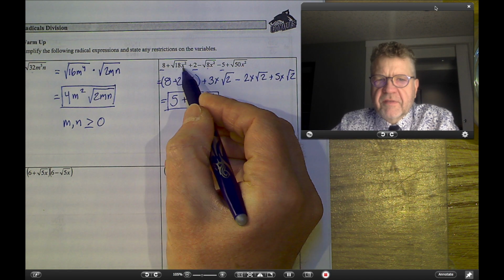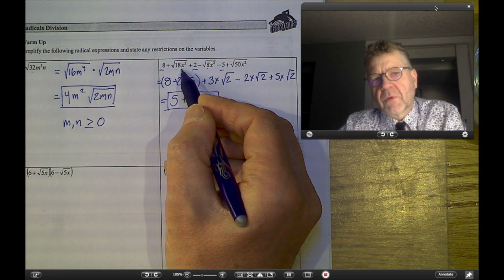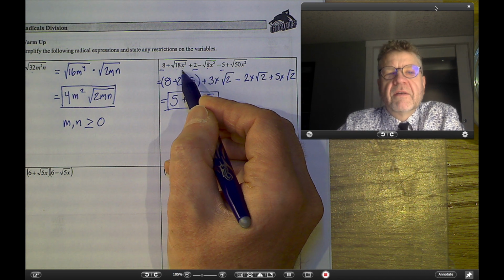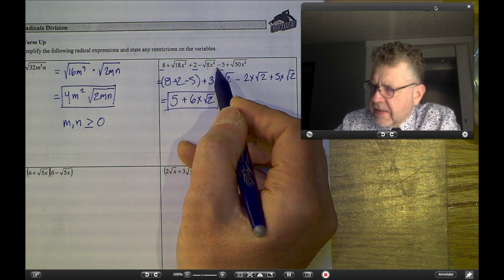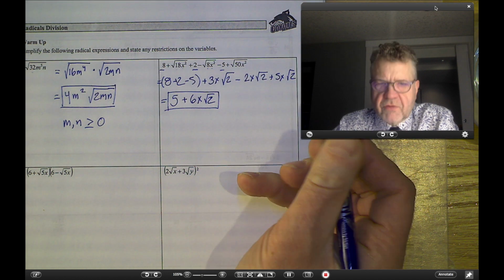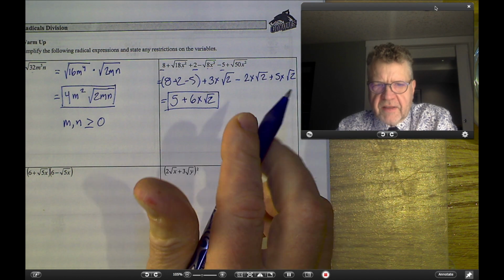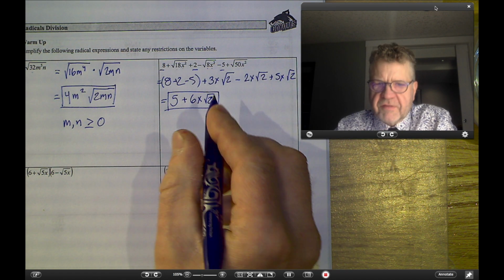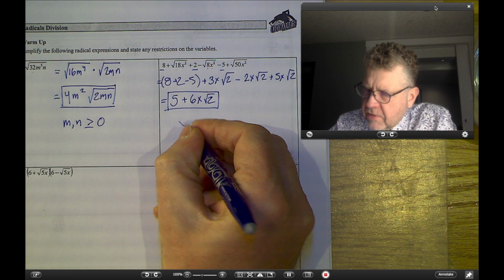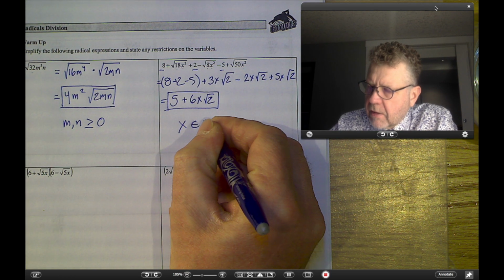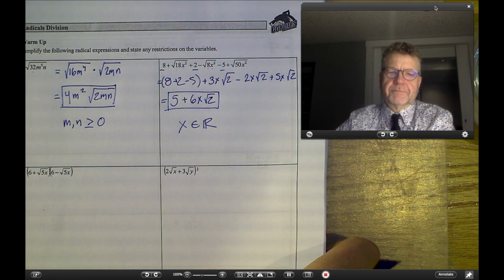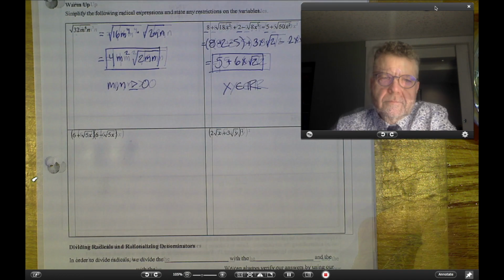There are variables inside of this radical, but once you square them, if this were negative, well, it would turn positive, and the same thing here, and the same thing here. So there are no restrictions, in this case, on x. How do you state that there's no restriction on x? You say x is an element of the reals. Boom, just like that.